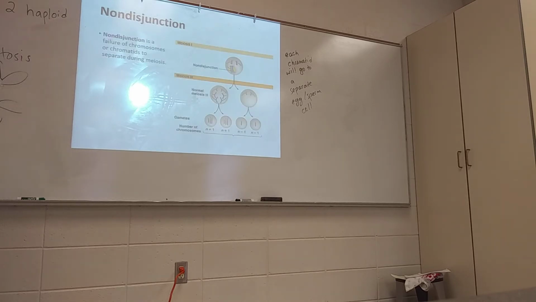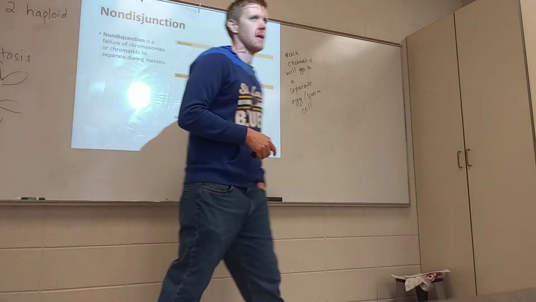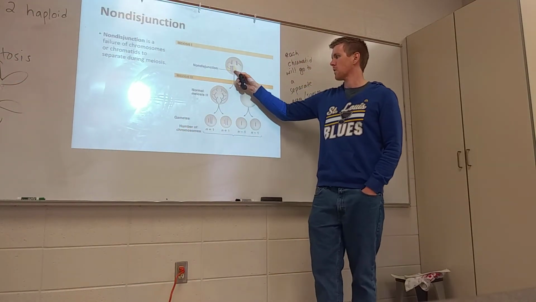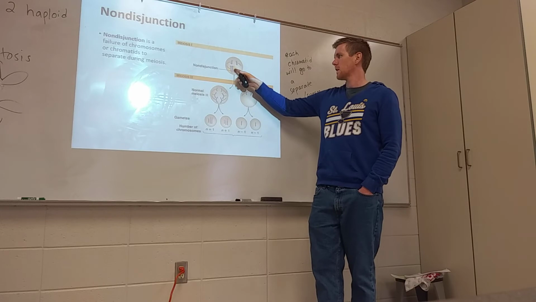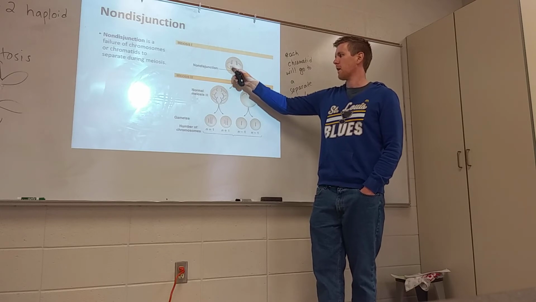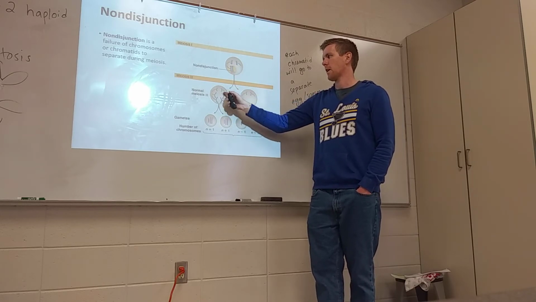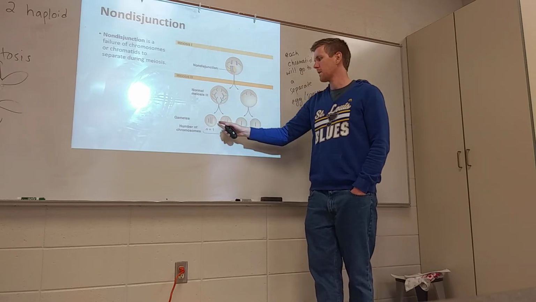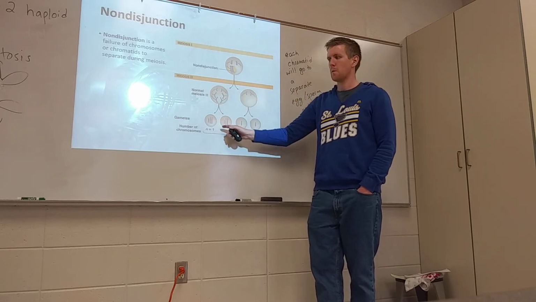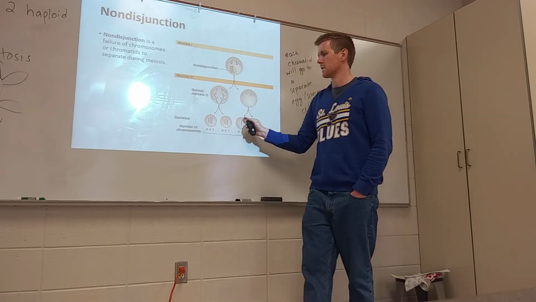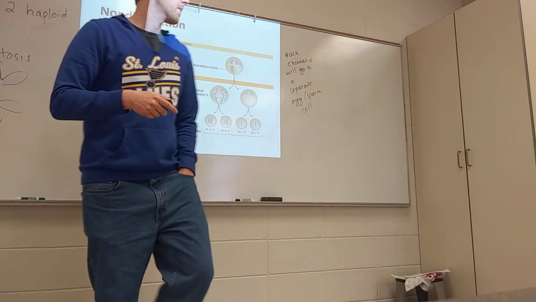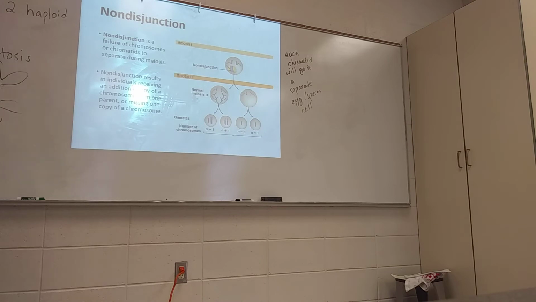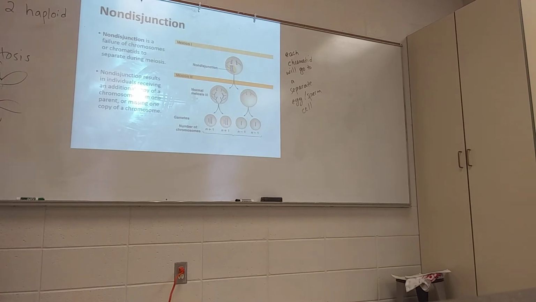This picture shows that failure of chromosomes to separate. So here we have a chromosome that is clinging to the other member of the pair, and so both of them get inherited by this one daughter cell, which ends up producing gametes that have two copies of this chromosome, and gametes that are missing the chromosome over here. Non-disjunction results in individuals receiving an additional copy of a chromosome or missing one.